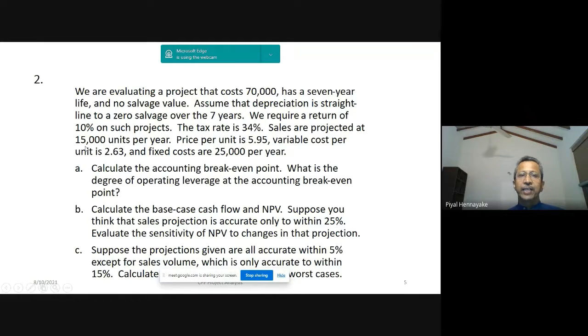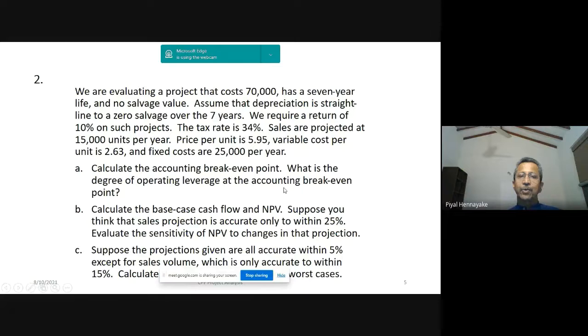Sales are projected at 15,000 units per year. Price per unit is 595. Variable cost 263, and fixed costs are 25,000 per year. So first part is calculate the accounting break-even point. So what is accounting break-even? When the profit is equal to 0.